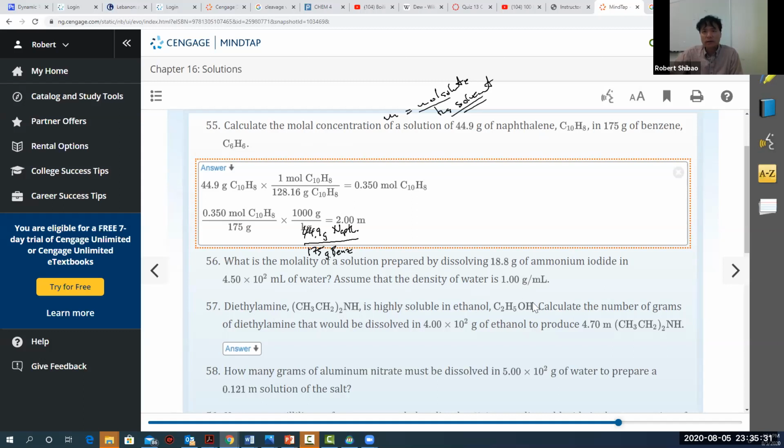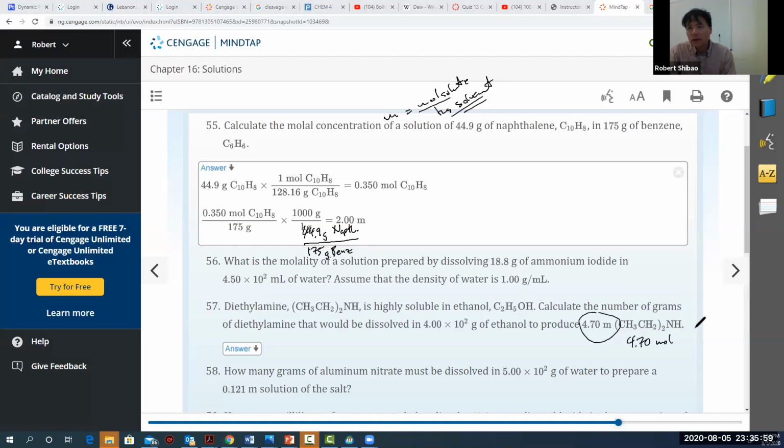Diethylamine is highly soluble in ethanol. Calculate the number of grams of diethylamine that would be dissolved in 4.00 times 10 squared grams of ethanol to produce 4.70 molal diethylamine. Okay, so 4.70 molal, we have to know what that means. That means 4.70 moles of diethylamine, we'll call it DEA, per kilogram of solvent. The solvent's ethanol, and so ETOH we'll use for ethanol.